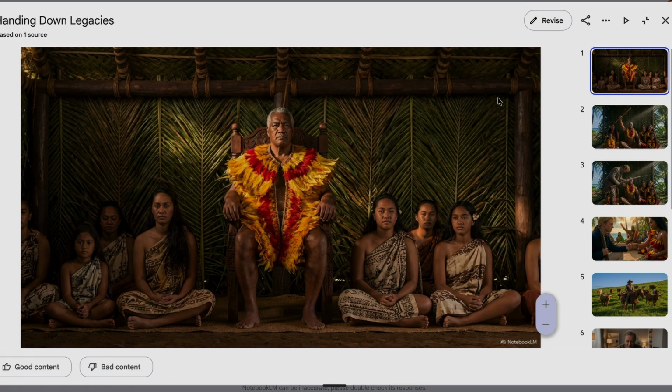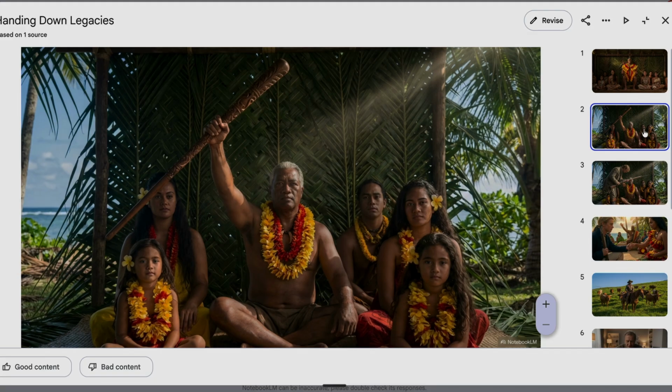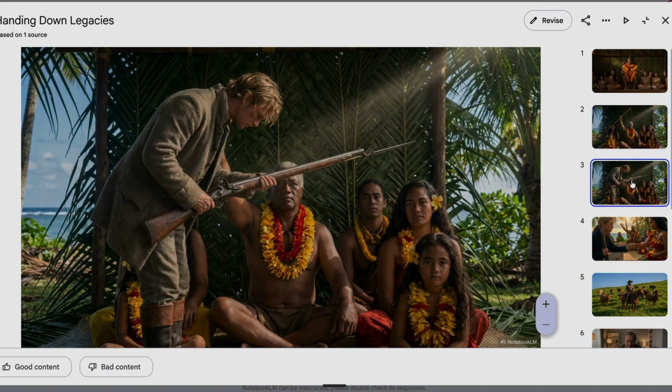Again, these are created images. They are not photos. It looks pretty much like I asked. Cross-legged. And here's the king. Here's the king holding his staff. Okay, I don't like this one. Here's the sailor with his gun out. I should have specified from the back. So let's go through the rest of these.